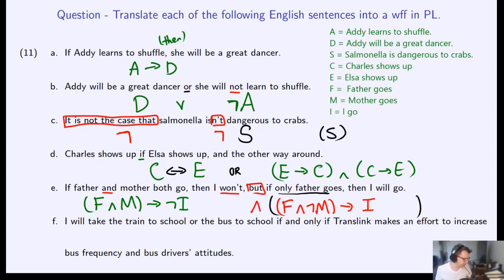Even though there's nothing specifically said about mother not going here, because it says if only father goes, there is an entailment there. There's actually an entailment there that says that mother has to not go in this case for me to go. Yeah, but is a conjunction, since both sides need to be true in this case. This is like one condition: if mother and father both go, then I won't. But or and if only father goes, then I will go. So the left side is condition one, the right side is condition two.